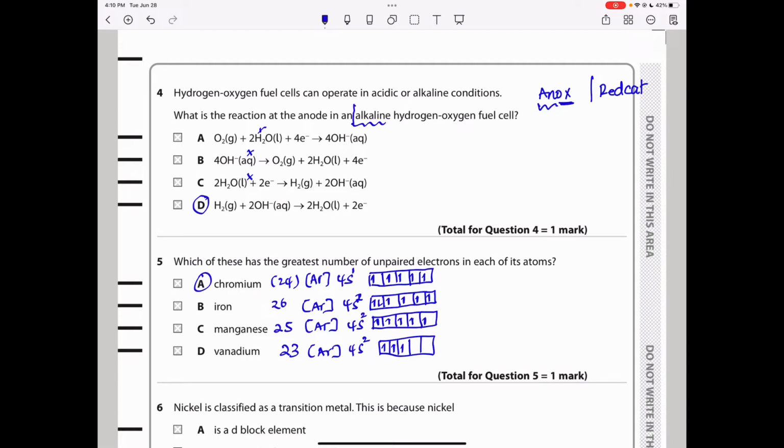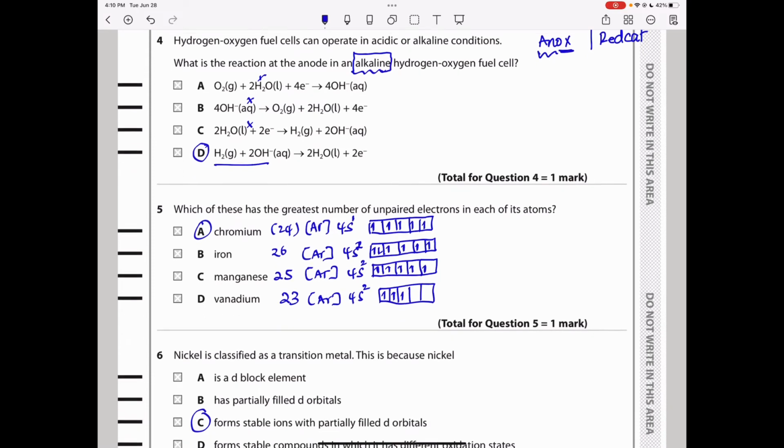Remember, in alkaline, there should be OH- ions. In acidic, there is no necessity. In acidic, oxidation occurs: hydrogen is going to be oxidized, producing hydrogen ions as well as electrons. But in the alkaline, hydrogen is going to interact with hydroxide ions. So it should be a D. That is what occurs. So let's continue to question 5.